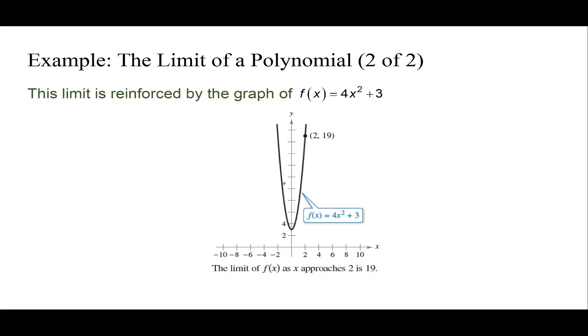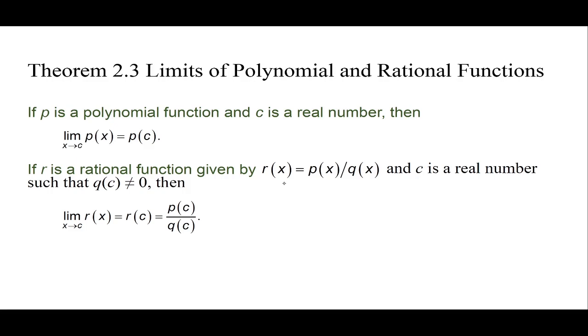So this is the graph of the given function, and as you can see here, when x approaches 2, the graph is approaching 19. That's why the limit is 19. Okay, there is another rule that helps us to find the limit of a polynomial function and a rational function.